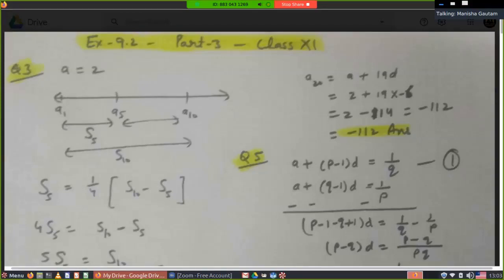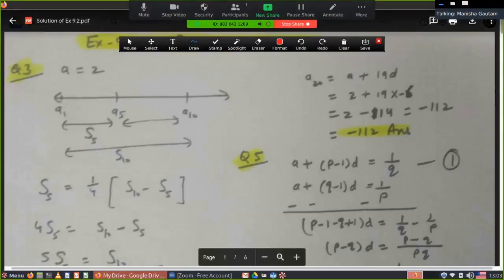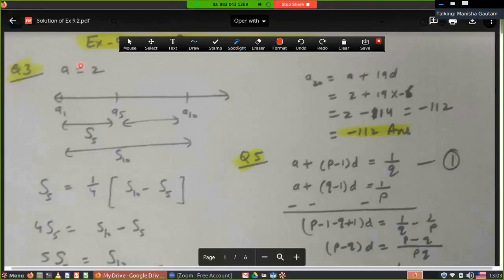What is question number 3? In an AP, the first term is given as 2, and the sum of the first 5 terms is 1/4 of the sum of the next 5 terms. Show that the 20th term is -112. Now I have written here: first term is 2, and sum of the first 5 terms is equal to 1/4 of the sum of the next 5 terms.